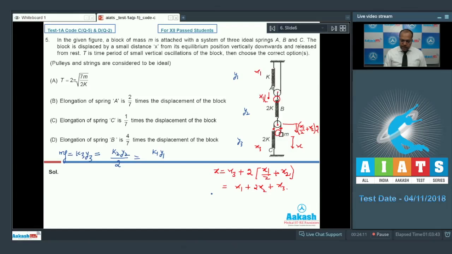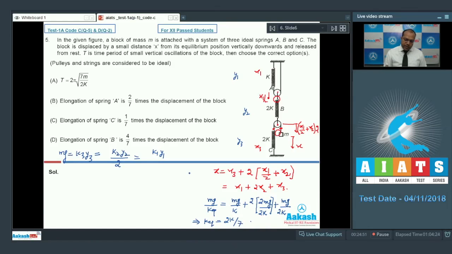So I can say that if I write the equivalent, x is equal to mg upon k equivalent, which is equal to x1. So x1 can be written as mg by k1, and the value of k1 is k, plus 2 times x2. So x2 will be 2 mg by k2, where the value of k2 is 2k, plus x3, and the x3 comes in the proportion of mg by k3, that is k3 is again 2k. So if I solve this, the value of k equivalent comes out to be 2k by 7.